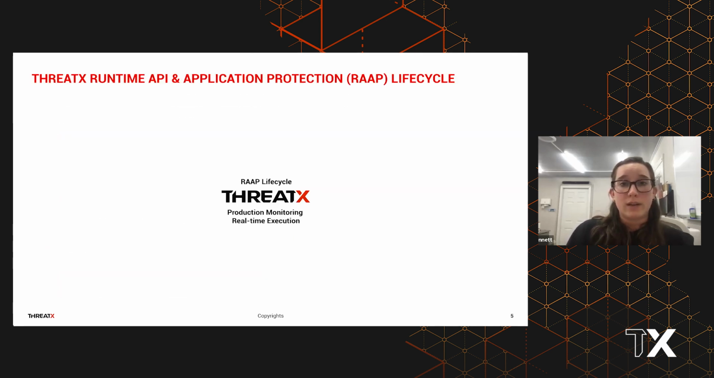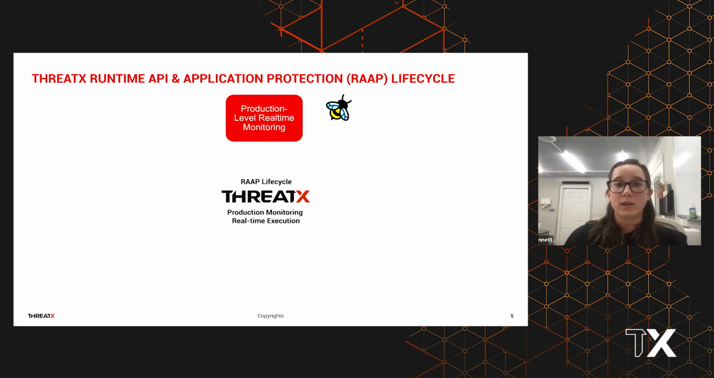All right, so we talked to the challenge. Let's talk about ThreatX and our runtime API and application protection solution and the life cycle of how ThreatX works, how we can help solve some of those challenges in the previous slide. It all starts with production level real-time monitoring. We're utilizing eBPF, as Tyler spoke to before, to get that really deep, granular context and visibility at runtime. We're seeing the syscalls, we're seeing the network and the runtime traffic.